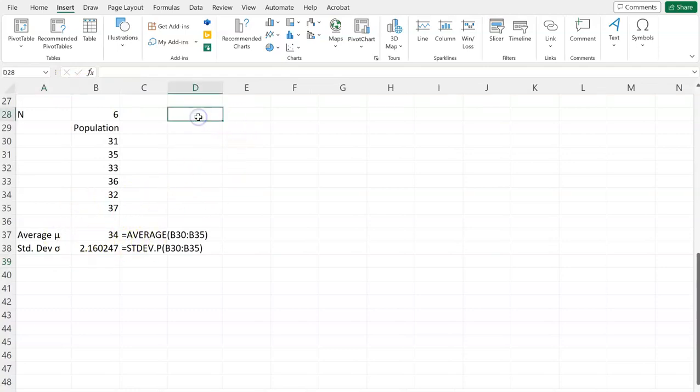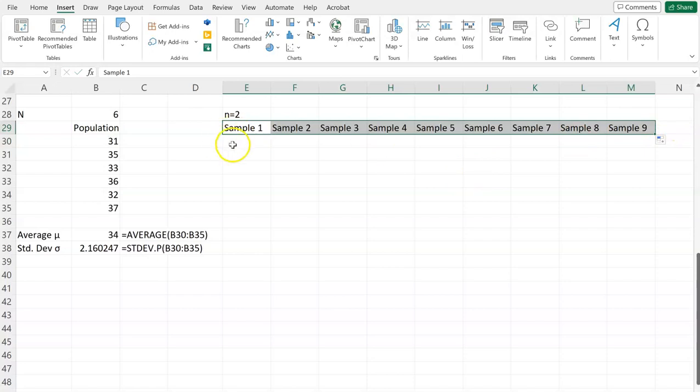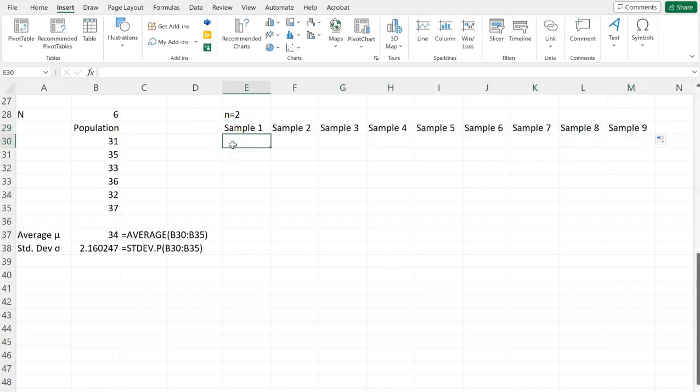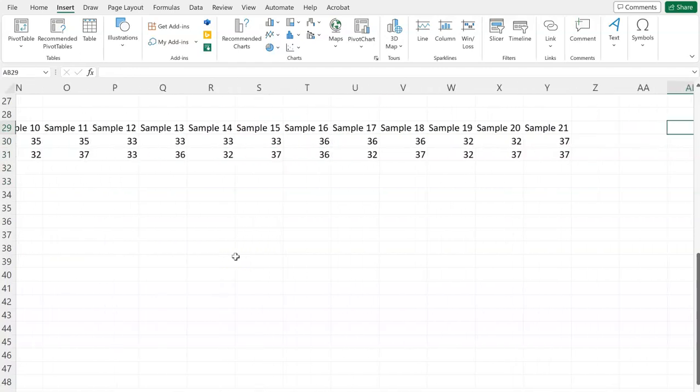But let's say, as I've said, we may not have the ability to survey everyone. So let's say I just take a very small sample, let's say n equals 2. And I take different samples from my population. Just to make it simple, let's say there's sampling with replacement, which means that I can sample 31 twice. So let's say I go 31, 31. These are all the samples that I could potentially survey.